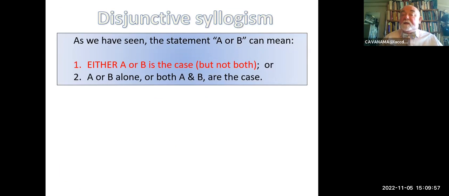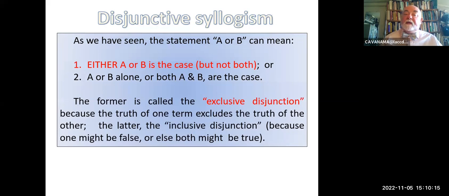As we've seen, the statement A or B can mean one or more of 2 things. I mean, either A or B is the case, but not both, or it could be that A or B alone, or both A and B are the case, in which case that would be a statement of if only A or B, or if both A and B. The former, number 1, is called the exclusive disjunction because the truth of one term excludes the truth of the other. And the latter, number 2, is called the inclusive disjunction.